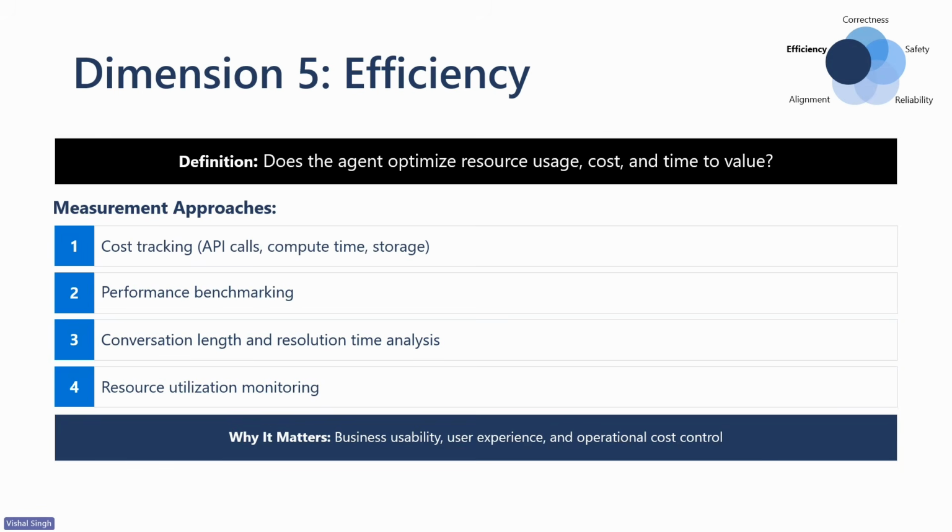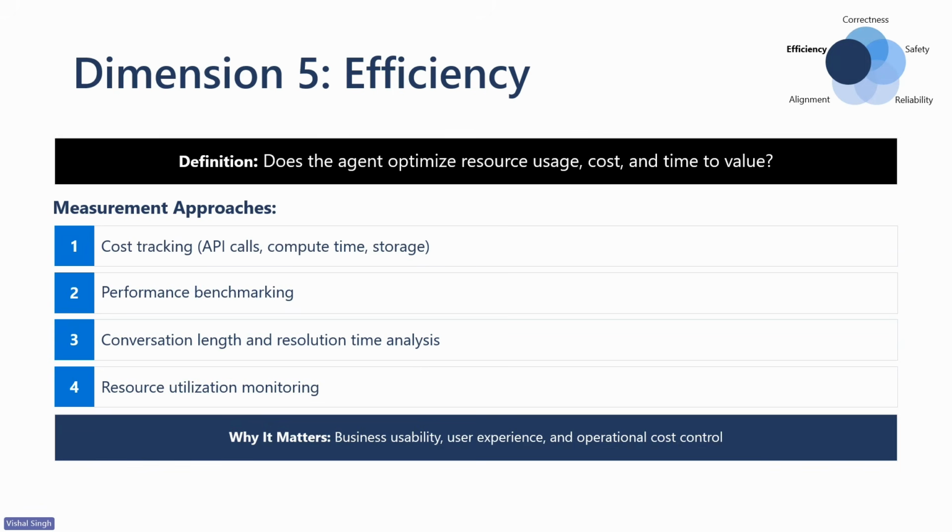Curious factor to note here is why it is so relevant, because it is critical for business usability as well as the user experience, to ensure that it is relevant in that aspect and efficient in that process. So these are the 5 principles, each of which is critically relevant for the agent to abide by, so that they are correct, safe, reliable, aligned to the requirements, and efficient in the longer run, ensuring that they are working and fulfilling the business requirements in the best form.